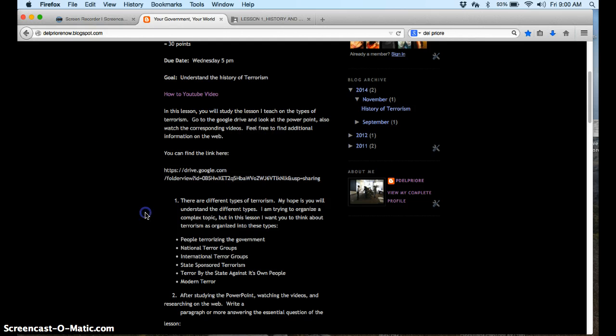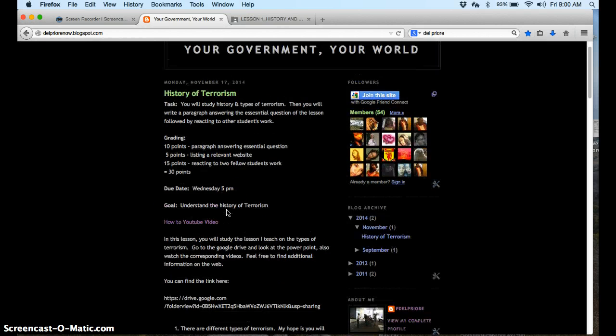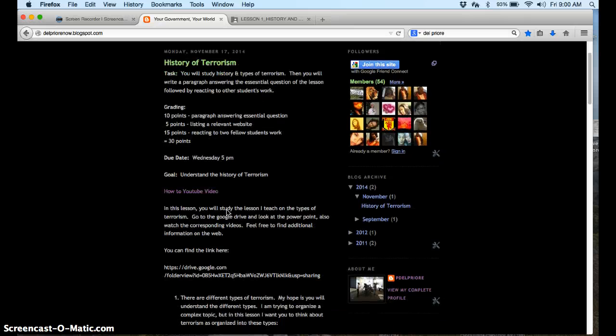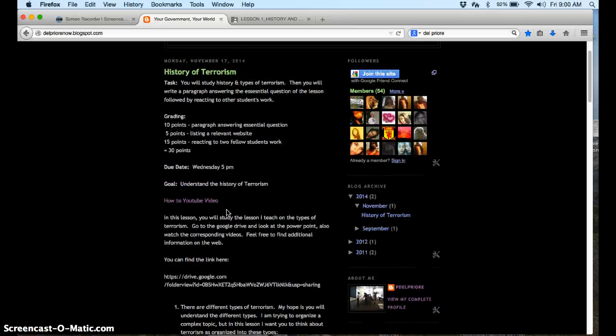Also color. They say here in the accessibility guide to use sufficient color, don't use color alone. And I do have some different colors here, like the history of terrorism is green, the how-to YouTube video is purple, and that was set up by the blogger site. But probably adding more colors here would be even better, like maybe a color code for the grading.